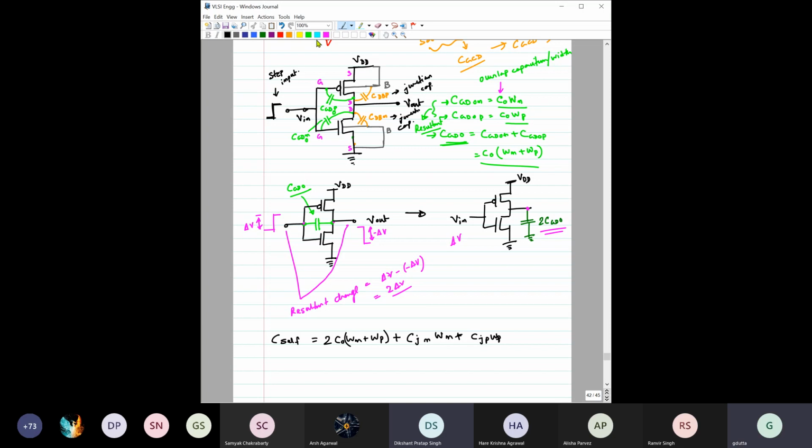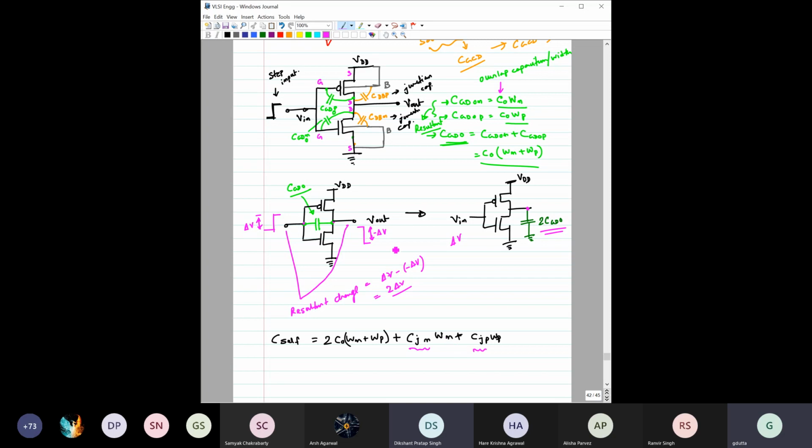CJPWP. And here remember one thing, we cannot actually make these both like CJ, because the junction capacitance for the N channel, depending on the doping, might be different compared to the P channel. Okay, so these two would be different, right?